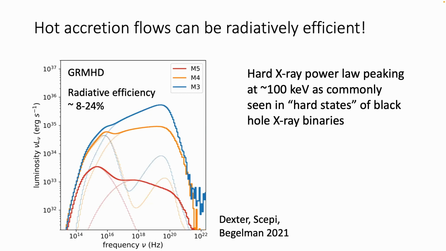Something that is maybe surprising is that I said at the beginning that these hot accretion flows in general lose their energy to the black hole. They don't radiate it away, and so they should be radiatively inefficient. At least in this model, what we find instead is that the radiative efficiency can be really high. It goes up to 24% for this blue spectrum, which actually exceeds the Novikov-Thorne thin disk value at the same black hole spin.